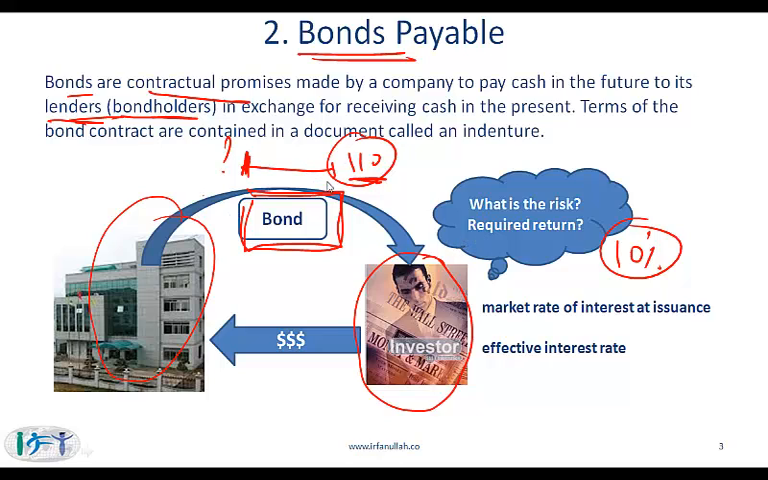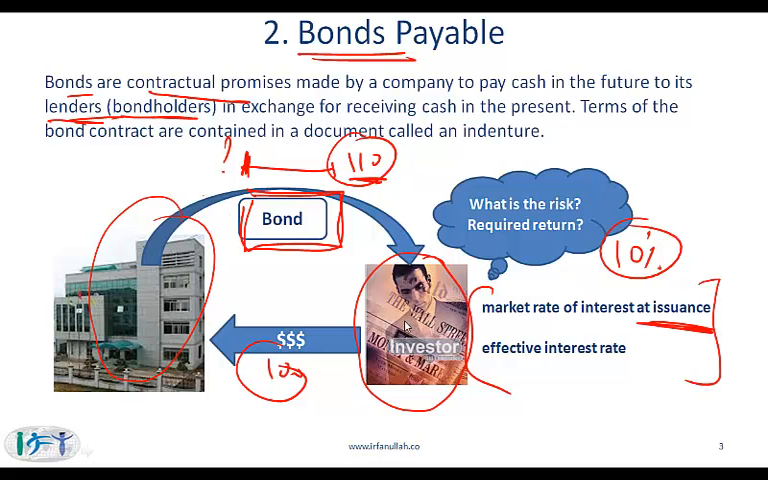So if the investor is getting 110 after 1 year and he requires a return of 10%, how much will he pay the company today? He will pay the company 100. So essentially, if he pays the company 100 today and he is getting 110 after 1 year, then effectively the interest rate is 10%. So this 10% is called the effective interest rate. It is also called the market rate of interest at issuance, at the issuance of the bond. So you remember these two terms, they are very important.